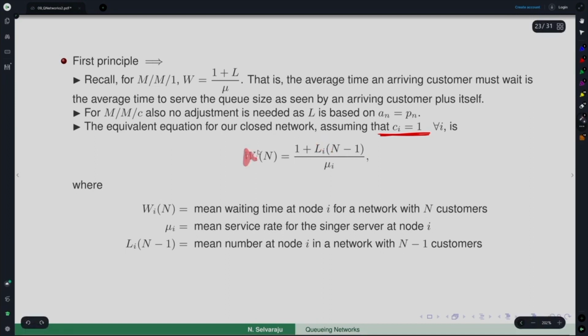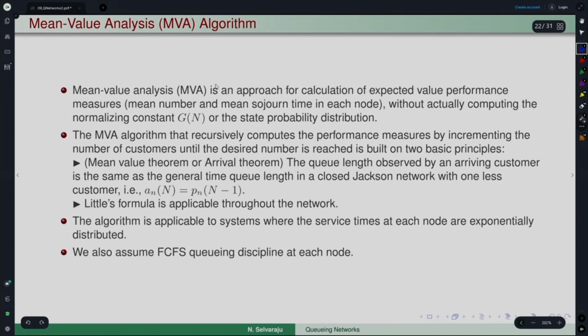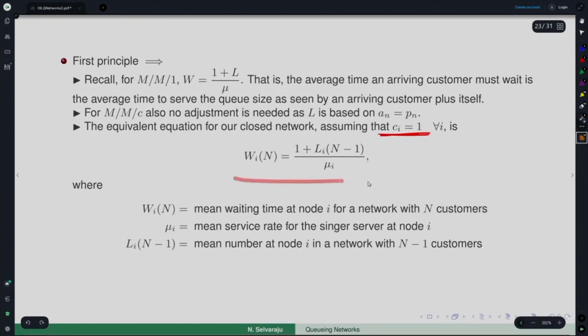That is why W_i, the waiting time at the ith node in a network with n customers, would be equal to 1 plus the L_i of a network with n minus 1 customers. So, the exact same relationship, but now this one is with n customers and this one with n minus 1 customers, because of what you are observing. L_i you will compute using this, and that will be the same as the W_i that you will compute using this with n, right. That is what you have here.